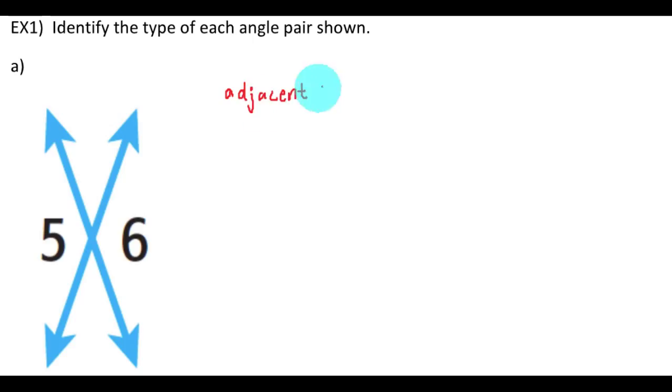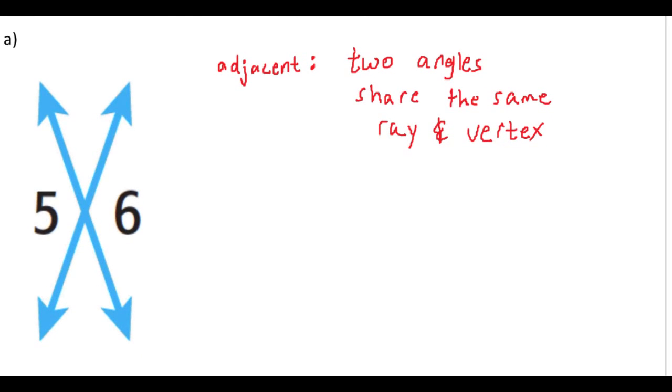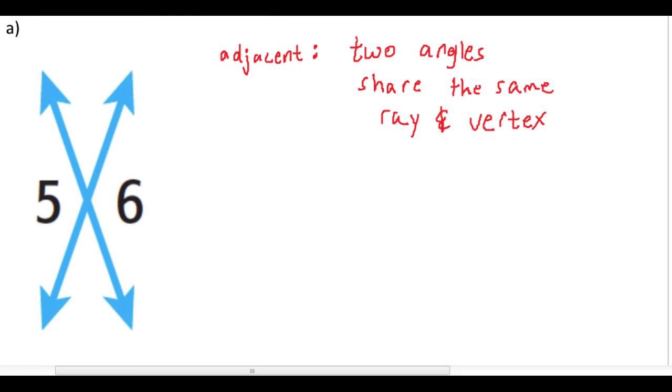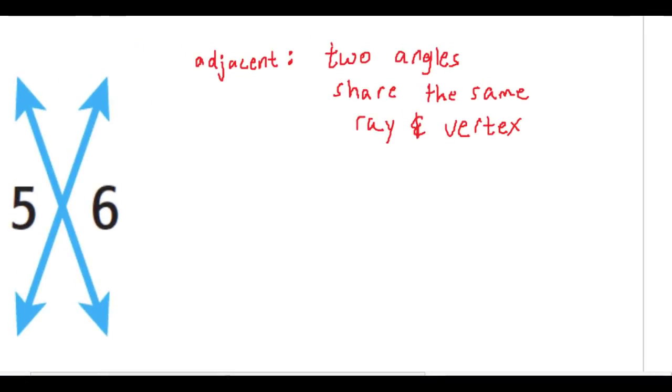So an adjacent pair of angles would be two angles that share the same ray and vertex. I'm just going to move this screen over just a little bit so that we get a better view of what we're working with. Here we are.